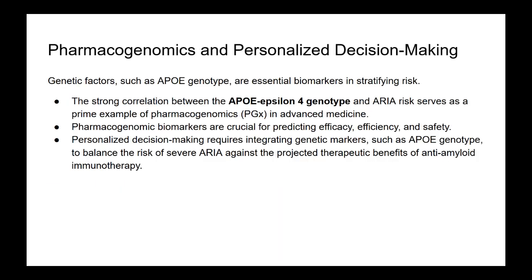The strong association between the apolipoprotein E-epsilon-4 genotype and the risk of amyloid-related imaging abnormalities illustrates the growing importance of pharmacogenomics in personalized medicine. Pharmacogenomic biomarkers are essential for predicting treatment effectiveness, efficiency, and safety, particularly as new therapies increasingly target disease mechanisms that are closely linked to genetics. This is especially relevant in conditions such as Alzheimer's disease.